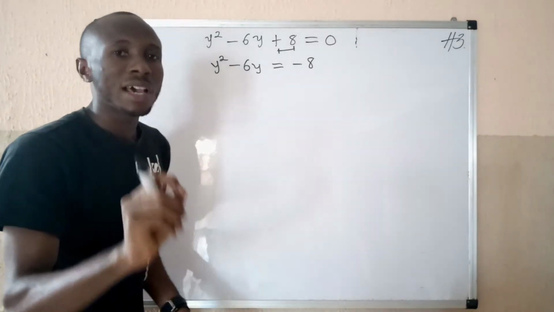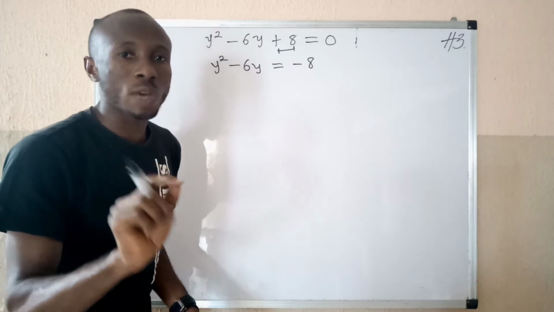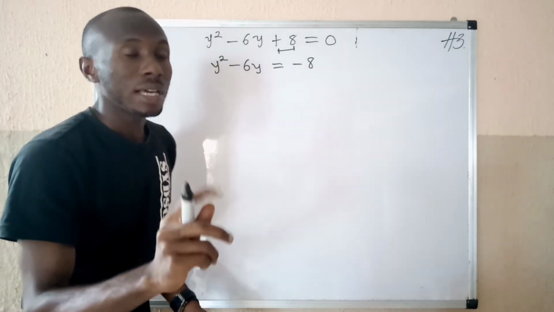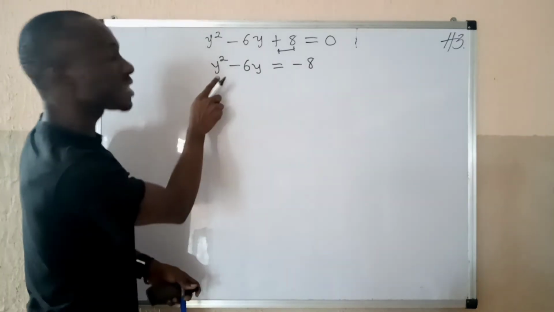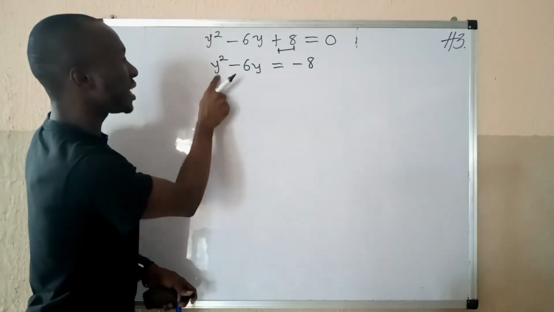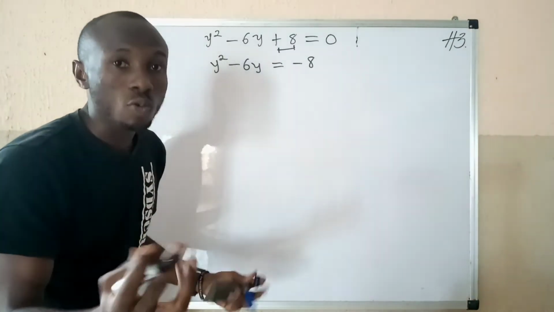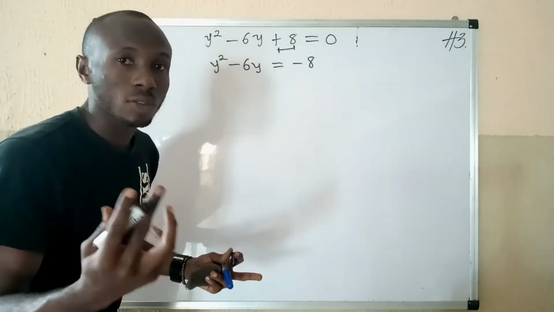The reason for that is to make the coefficient of y squared to be 1 or unity. Now, if you look at the board, you can already see that the coefficient of y squared is already 1. So in step 2, there is no work to do. Move over to step 3.